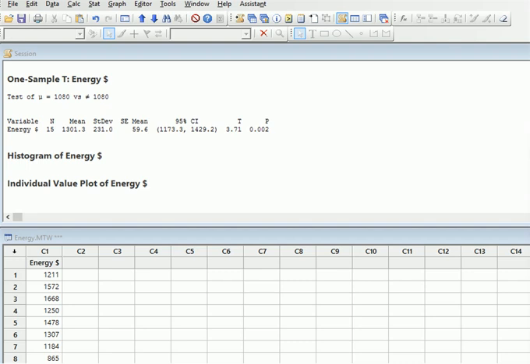So over here you have 15 observations. Your mean is 1301, your standard deviation is 231, your SE mean is 59.6, your t value is 3.31 and the p value is 0.02. So when we are testing the mean, we have got a value, which is the basic one sample t value of the one sample t-test.